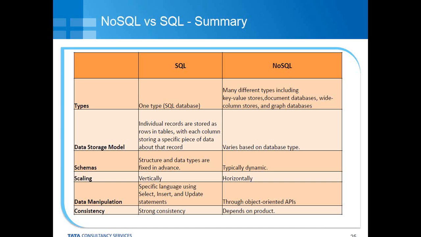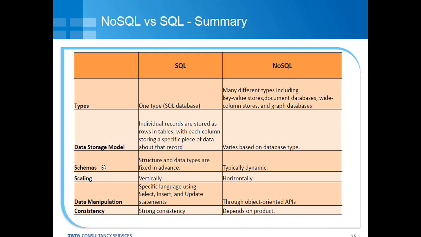In the case of NoSQL, it ideally depends on each of these databases. Key value stores the data as a hash map. Document databases store the data as a JSON or XML object. Column stores store the data as columns, and graph databases store the data as nodes.